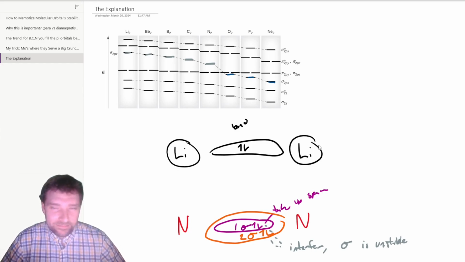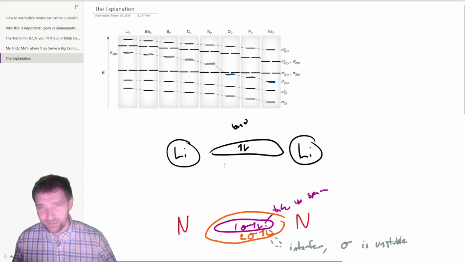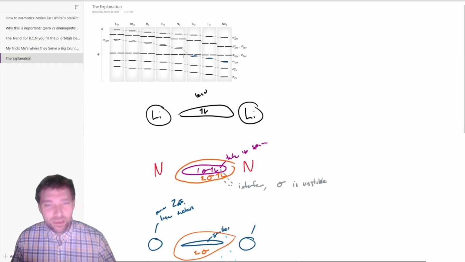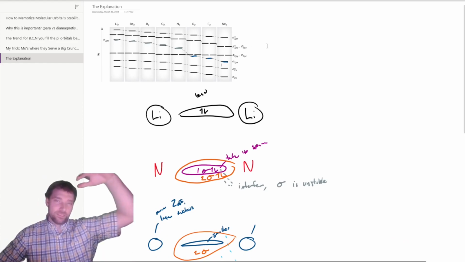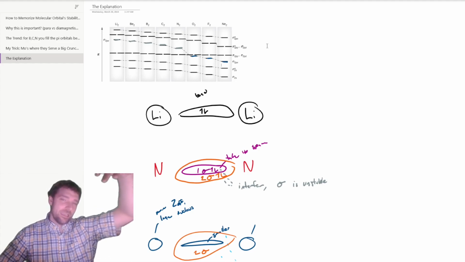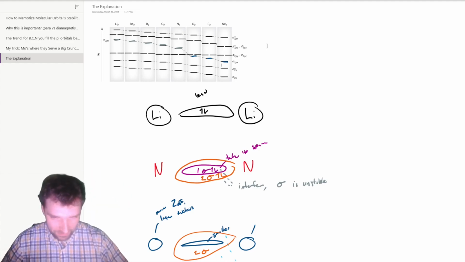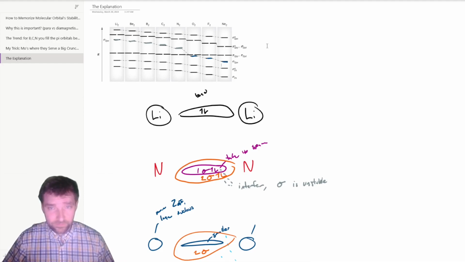That's the main idea. It's a little bit more complicated, like with everything in chemistry, but that's the main idea on why this sigma is unstable for these atoms that aren't quite as big, and then it becomes more stable once we have a bigger Z effective.